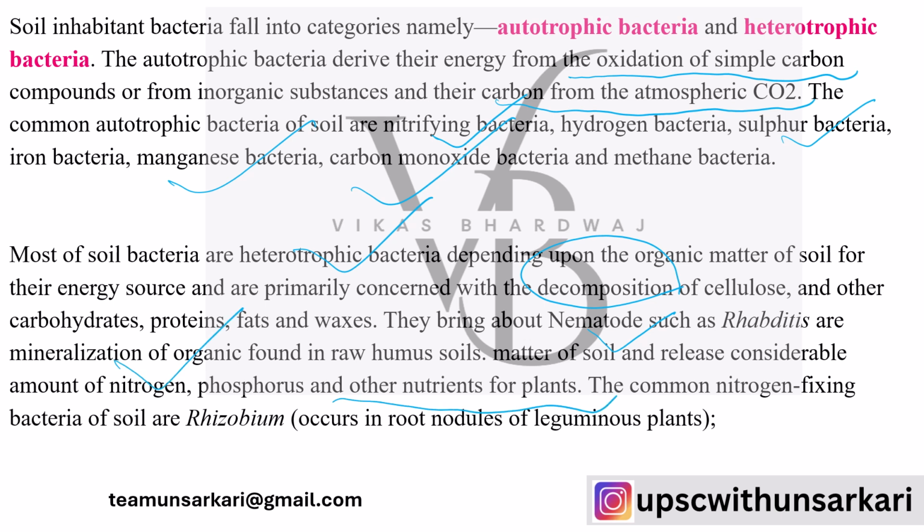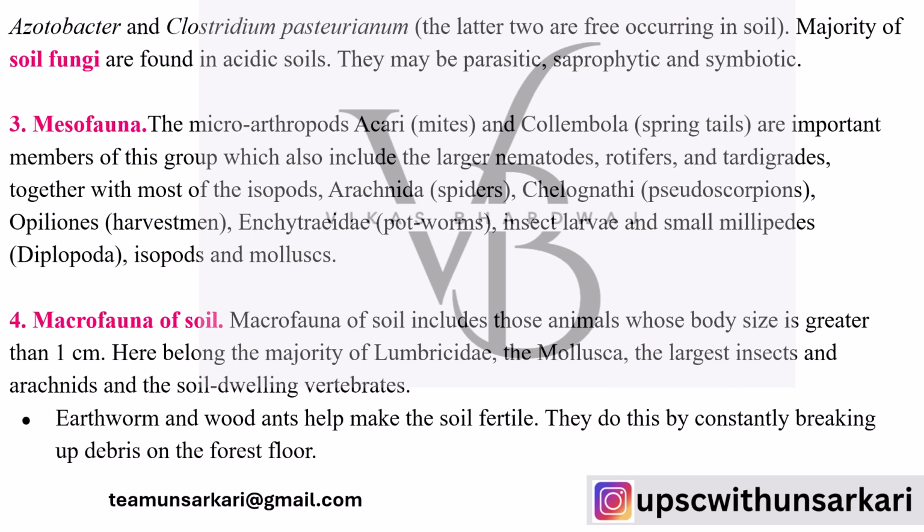We have already discussed about nitrogen in the beginning of the lecture. The common nitrogen fixing bacteria are rhizobium, which is occurring in the root nodules of leguminous plants. We will discuss in details under nitrogen cycle. Azotobacter, Clostridium, Pasturinium are two other examples. They are freely occurring in soil.